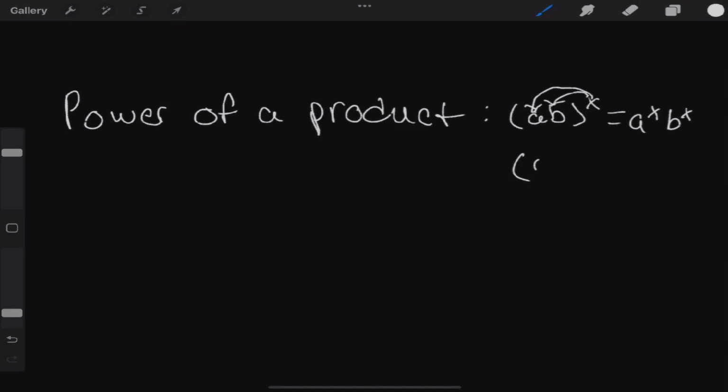Let's do like 2x to the power of 3. So this would be 2 to the third times x to the third. And when you're simplifying this, obviously you just do this. So 8x to the third. So that's basically all that's saying. It's almost like distributive, where you just distribute that exponent to every term inside the parentheses.